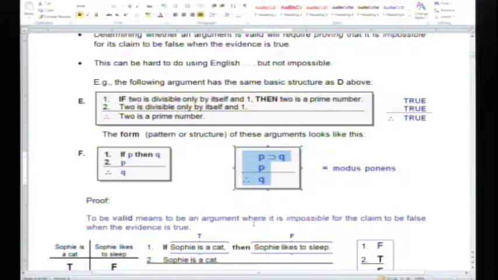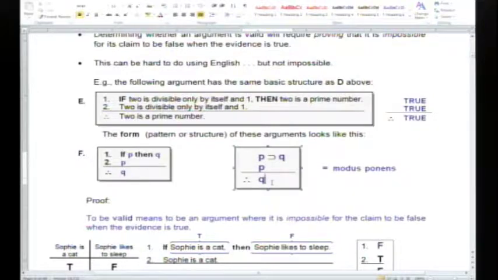This argument form has a name. It's called modus ponens. The small p and the small q are variables, and variables in logic function exactly the same way variables in mathematics do. They're placeholders for something of value. Whereas in mathematics, variables are placeholders for numbers and mathematical expressions, variables in logic are placeholders for statements.